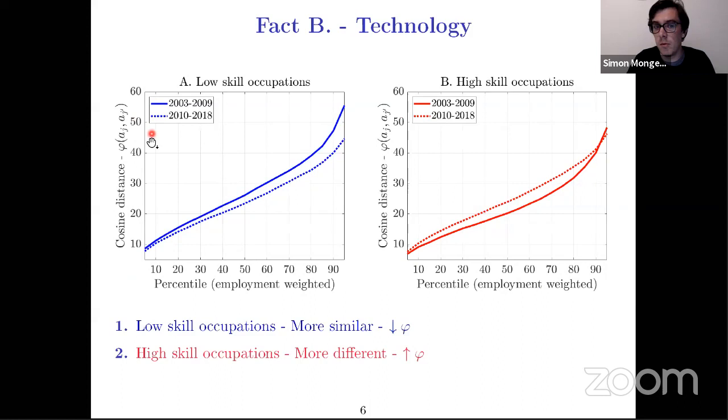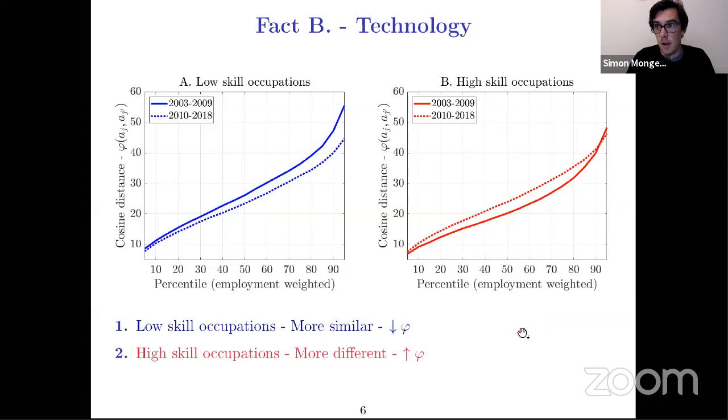So for low skill occupations, right the way across the distribution, the distance between occupations has fallen. It falls at the median, falls at the 90th percentile, falls at the 10th percentile. So right the way across the distribution, low skill occupations have become more similar, at least in terms of this measure of the technical input required for the jobs. In terms of high skill occupations, they've become more different, right? This has shifted upwards, and it shifted upwards almost uniformly across the entire distribution.